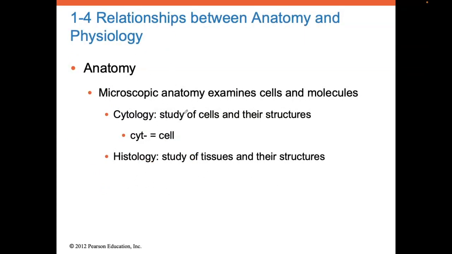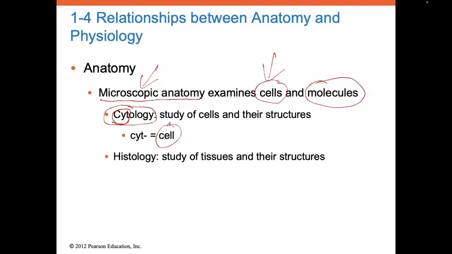When we look at anatomy, we can also look at microscopic anatomy. Microscopic anatomy are things that you cannot see with the naked eye, so we need a microscope to examine them. Maybe we want to examine cells. Maybe we're looking at molecules. These are all microscopic. When we're looking at cells specifically, there's a term that we use called cytology. Whenever you see that, CYT, we are referring to the cell, the type of cell.